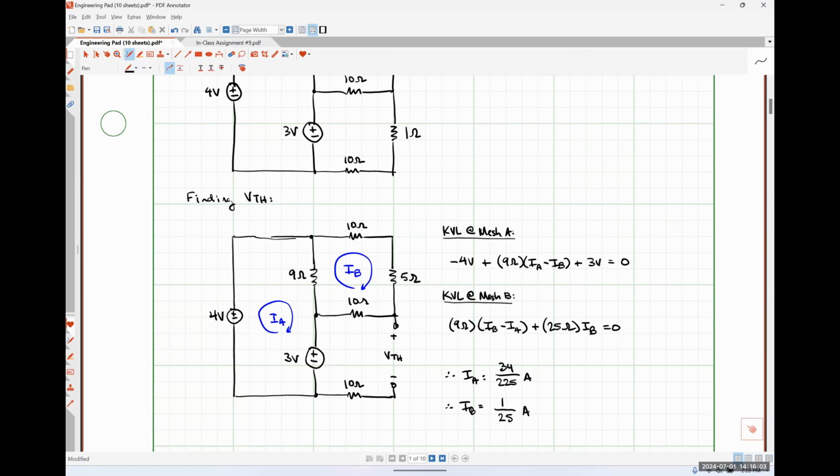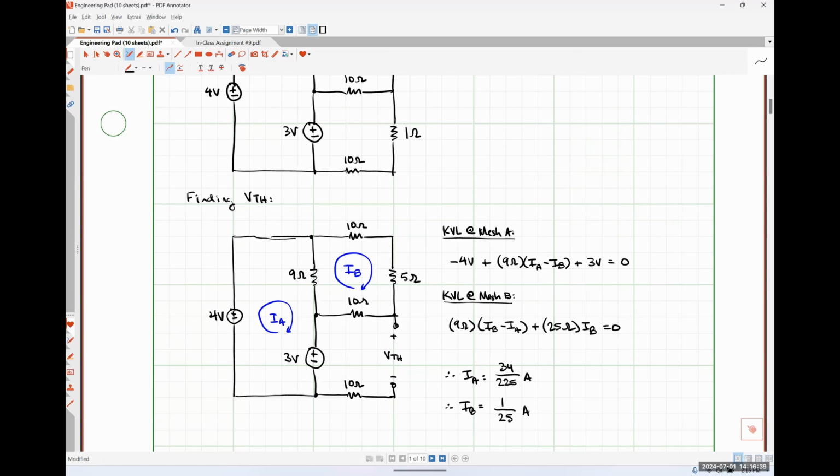Did anyone else get something similar? I got the same thing. All right. So now that we have these mesh currents, how can we use that to solve for the voltage VTH? We can analyze at one of the terminals of VTH with the currents that we have? So what do you mean by we can analyze? Like, what specific analysis technique are you thinking of?